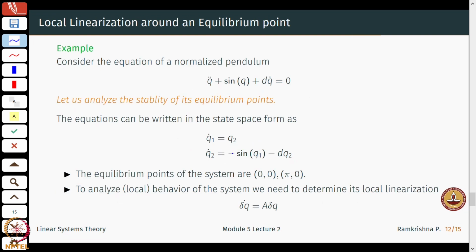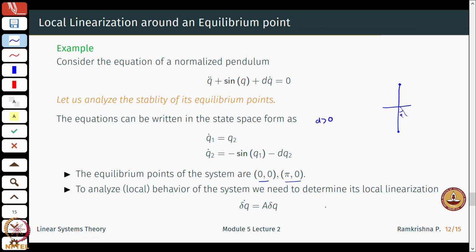Okay. It's interesting to see a little example here. First, I just look at the equations of a normalized pendulum, and let us see what the linearization tells us here. First I write this in the state space form. q1 dot is q2, q2 dot is minus sin q1 minus d times q2, where d is a damping coefficient greater than 0. The two equilibrium points of interest are (0, 0), the downward position of the pendulum, and (pi, 0), the upward position, which is also an equilibrium point. Any other would just be a multiple of these values of 0 and pi. For example, 2 pi is also an equilibrium point, 3 pi is also an equilibrium point, and so on. So, these are the two equilibrium points of practical interest.